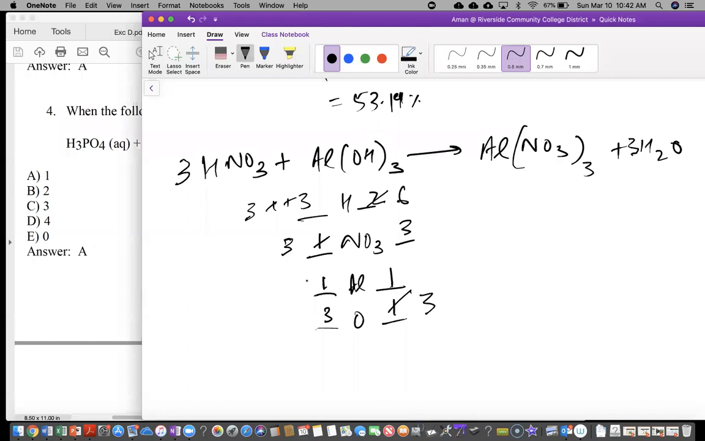Some students actually don't like this method. They just want to see there's 1 NO3 here, so 1 NO3 over here. I'll need 3 here, so they'll put a 3 here. Some students like that method more because this can sometimes be confusing. It depends on student to student which method they like more.